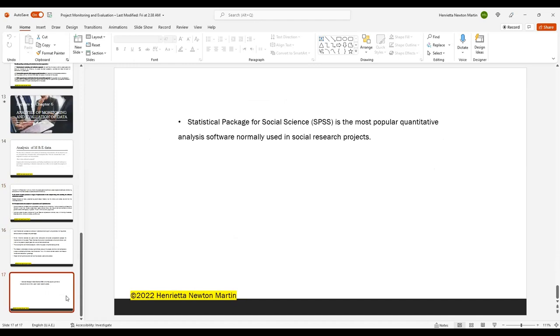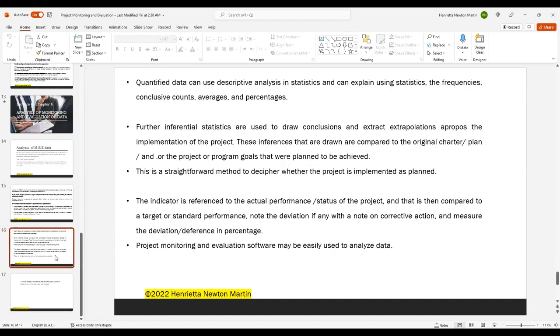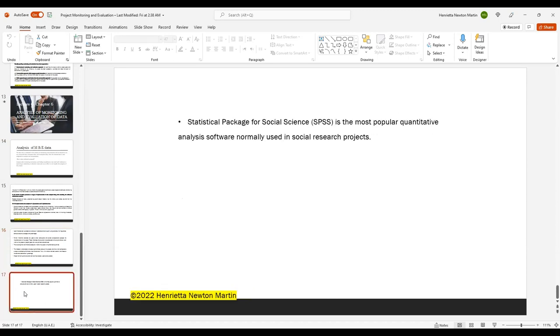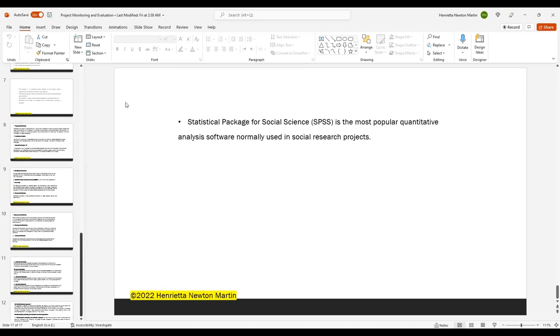For quantitative data also, there are different software packages available. And the last part that I would like to mention for this class is the Statistical Package for Social Sciences, SPSS, which is the most popular quantitative analysis software normally used in social research projects. So this is an example of software used for social research projects. With that, we finish the analysis part.